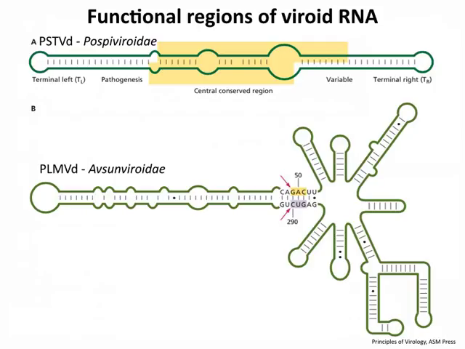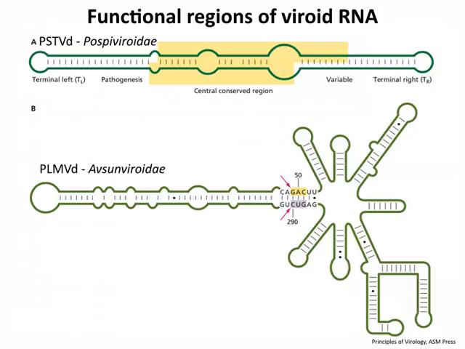So here are two different viroids. On top is our potato spindle tuber viroid. It's the Pospiviroidae family. These replicate in the nucleus. You can see the RNA is extensively base paired. So it looks like a double-stranded RNA, and it has a number of bulges in it. And these have regions that are conserved, regions that are involved in pathogenesis, variable regions as well. So people have altered these by mutagenesis and put them in plants to try and find out what regions are important. Here is a member of the Avsunviroidae.